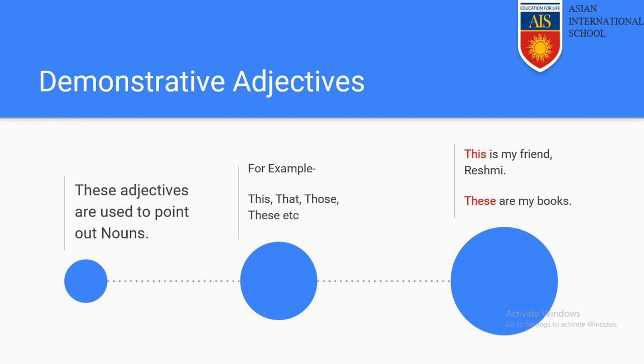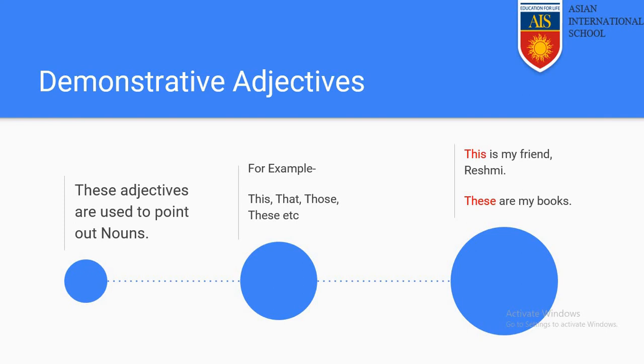Next is demonstrative adjective. Demonstrative adjectives are used to point out a noun. If we want to point towards a noun, we use demonstrative adjectives. What are the words? This, that, those, these, etc.